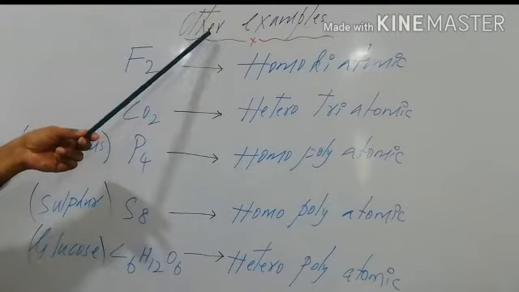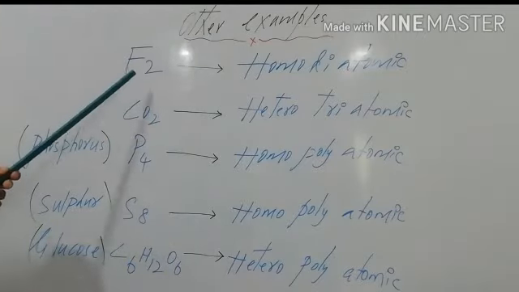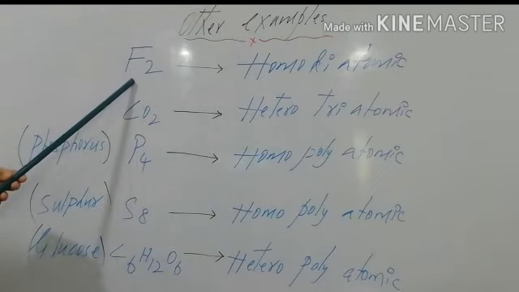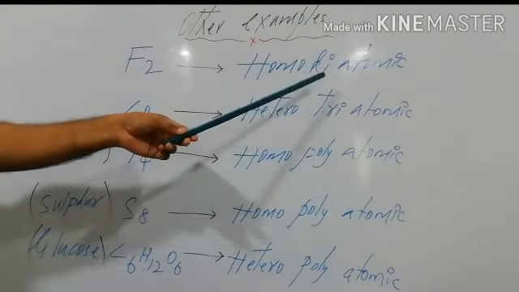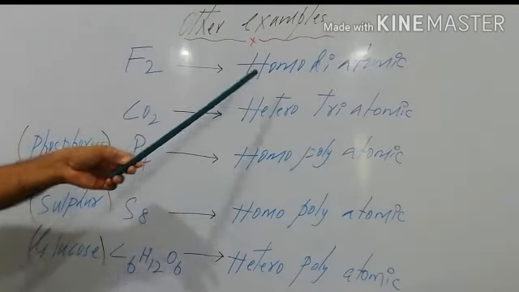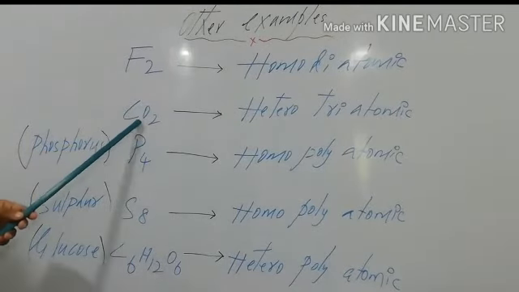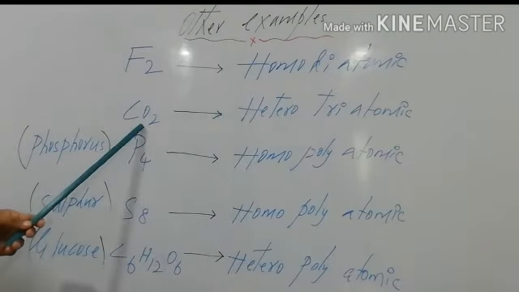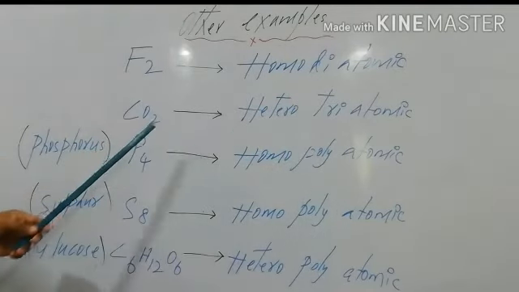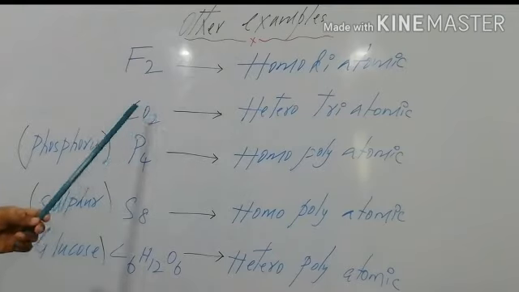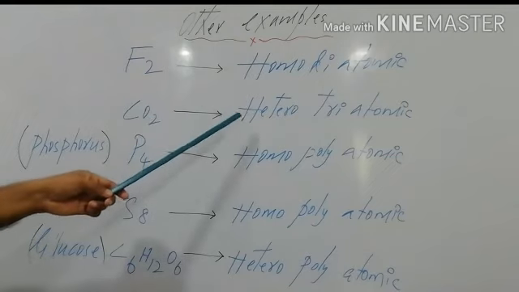Now let us see some more examples. Fluorine, F2. Here there are two fluorines. That is why it is diatomic, and both are similar. That is why it is called homodiatomic. Carbon dioxide. Carbon dioxide is triatomic because it contains one carbon and two oxygens. Since the oxygens are different from carbon, it is called a heterotriatomic molecule.